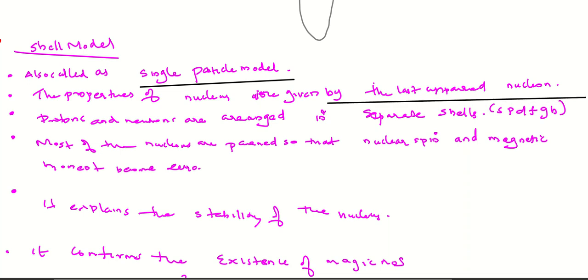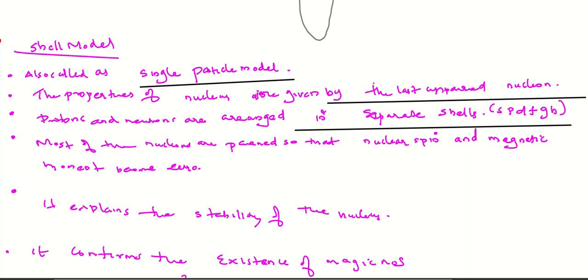The protons and neutrons are arranged in separate shells, that is S, P, D, F, G, H type shells, inside the nucleus. So the shell model is a single particle model, the properties of the nucleus are determined by the last unpaired nucleons, and the protons and neutrons are arranged in separate shells.